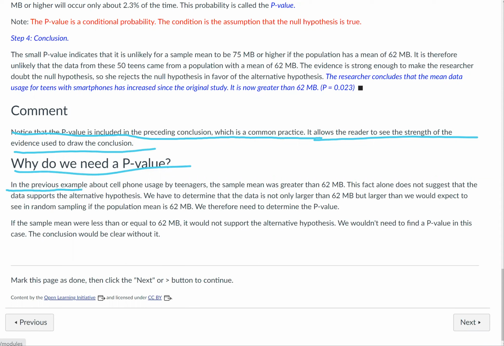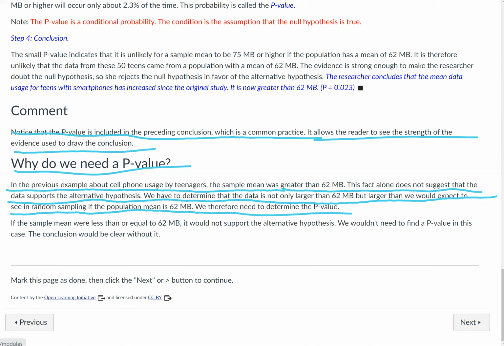In the previous example about cell phone usage by teenagers, the sample mean was greater than 62 megabytes. This fact alone does not suggest that the data supports the alternative hypothesis. We have to determine that the data is not only larger than 62 megabytes, but larger than we would expect to see in random sampling if the population mean is 62 megabytes. We therefore need to determine the p-value.